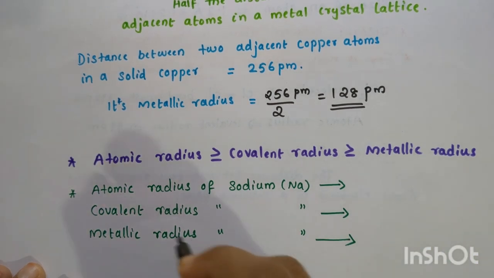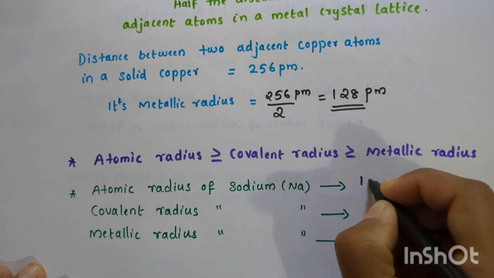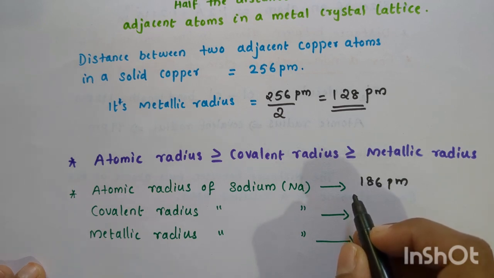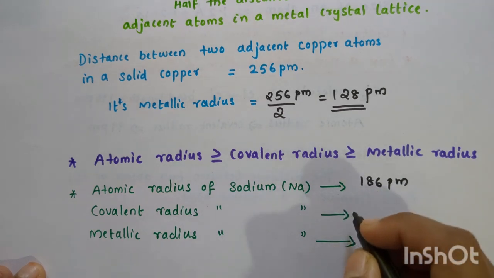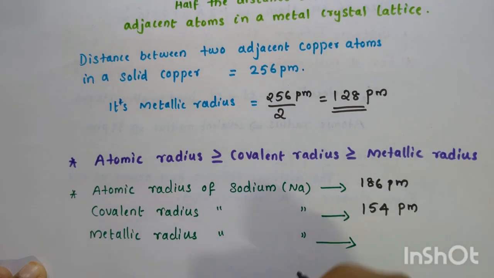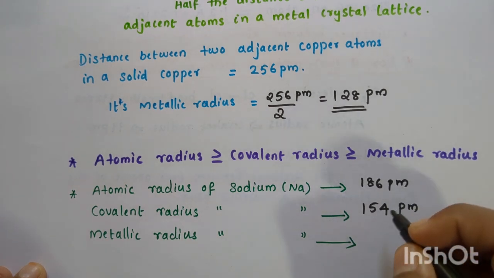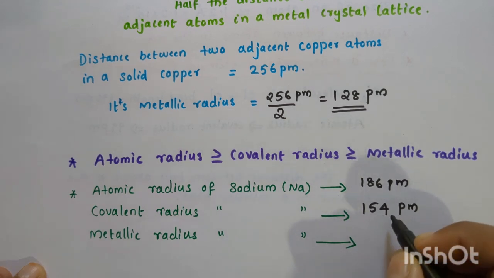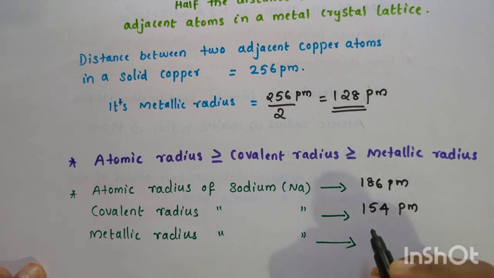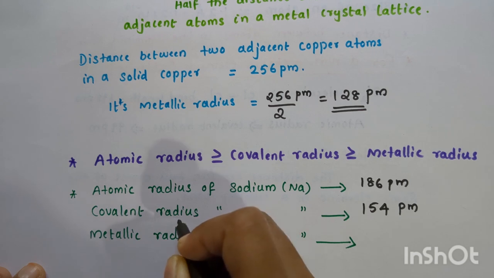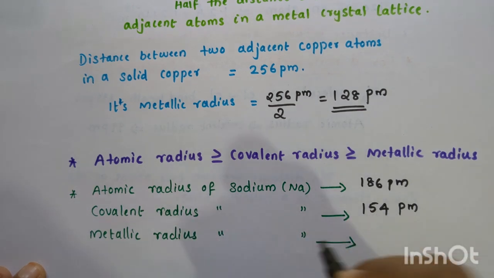For example, the atomic radius of sodium is 186 picometer. The covalent radius of sodium, that is in a covalent bond, will be 154 picometer. That is, when a sodium atom forms a covalent bond with another atom, the radius of the sodium atom will be 154 picometer. That is the distance between the sodium nucleus and the shared electron pair.